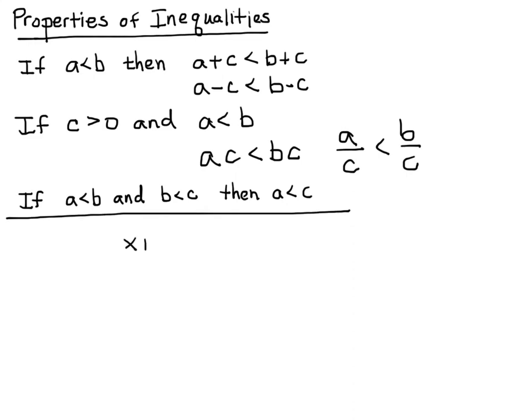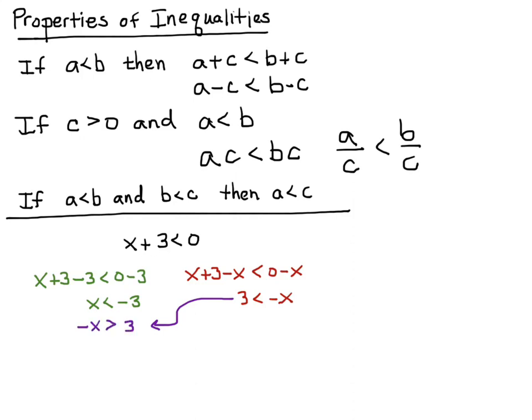All right, let's go back to this case where we have C is not greater than 0. Let me take a real simple one and use the first property where I'm going to add the same thing or subtract the same thing from both sides. So on the left, on the green side, I'm going to subtract 3 from both sides, and I get x is less than negative 3. All right, I'm finished there.